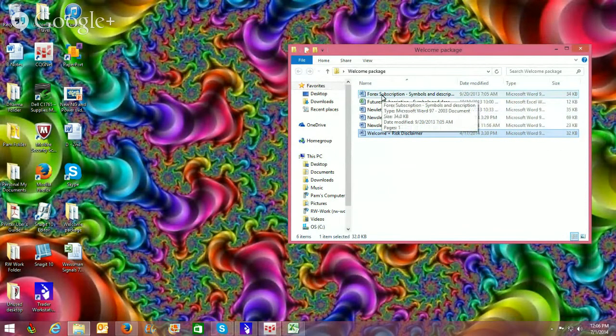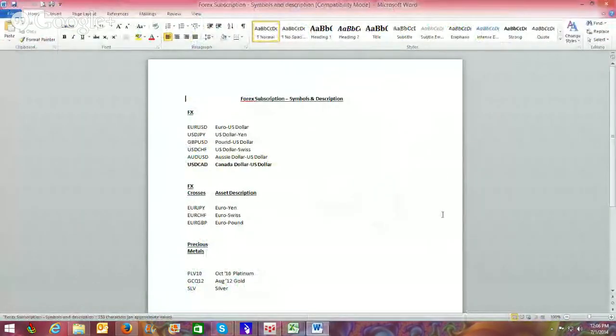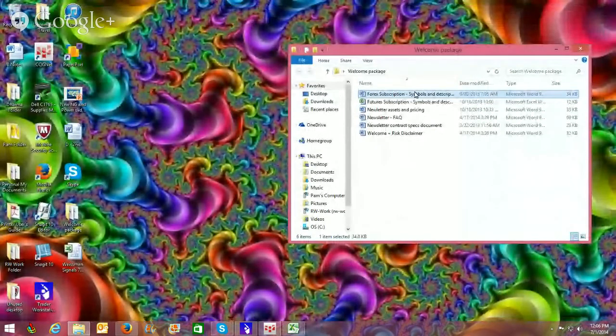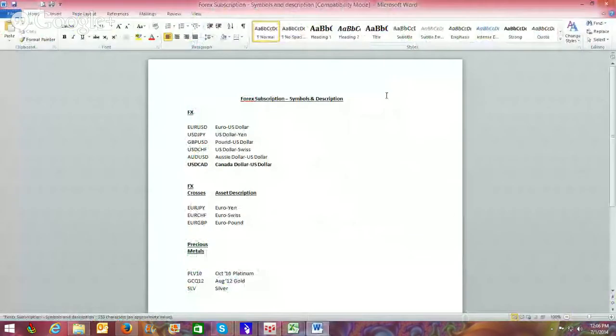So basically, the signal sheet, if you remember from the first video, is broken into various tabs. There's FX, and then there's futures. So if you only subscribe to FX, to Forex, what we're going to give you is the following. And by the way, in your welcome pack, you're going to have something called Forex subscription symbols and descriptions. So if you open up that Word document, it tells you, if you're going to be an FX subscriber, you're going to get the following pairs.